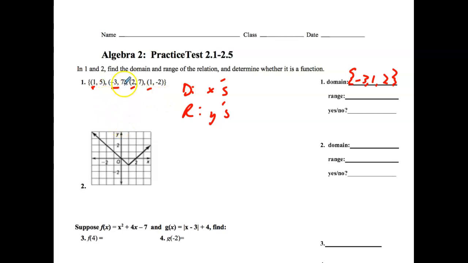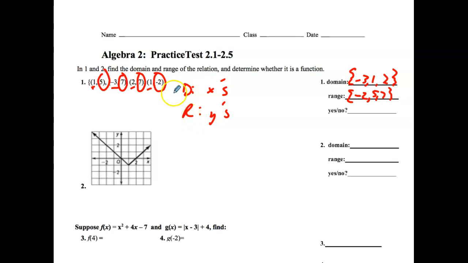And the range is your y's. So you're just going to list your y's here. Again, you don't need to repeat anything. There's only really three distinct y's: -2, 5, and 7.